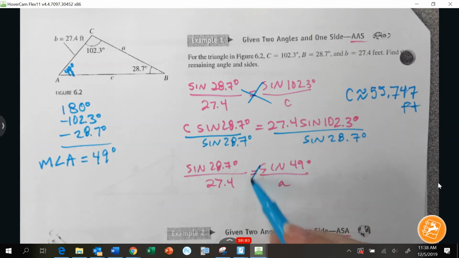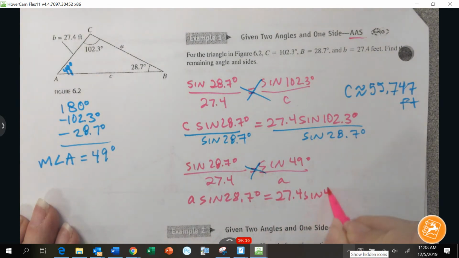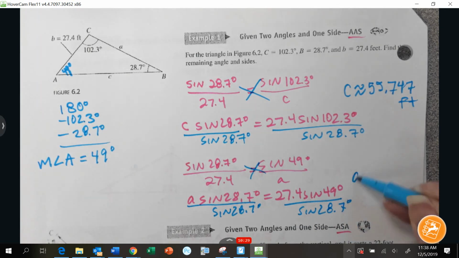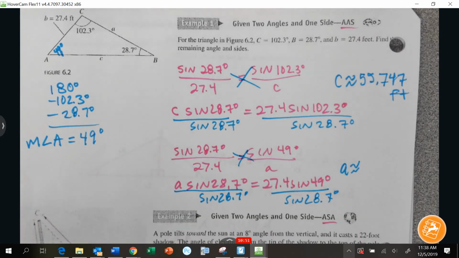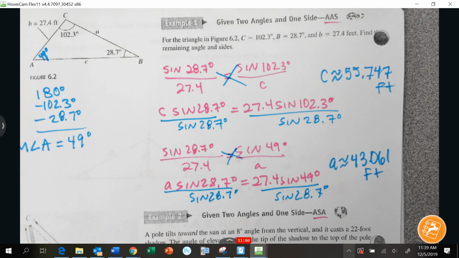And then we'll cross multiply. We'll do it the exact same way we just did that one. And then divide by sine 28.7. And we should have little a. You see, that's almost the exact same work that we did the first time. So it should be pretty easy. Did you guys get 43.061? Did anybody get that, or is it just me? You got it? Okay. So that's law of sines to solve missing parts.